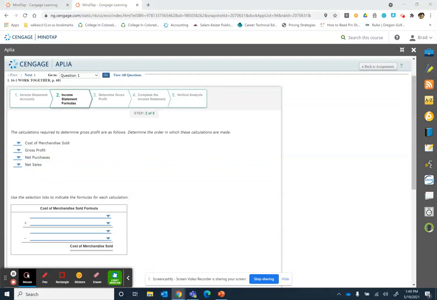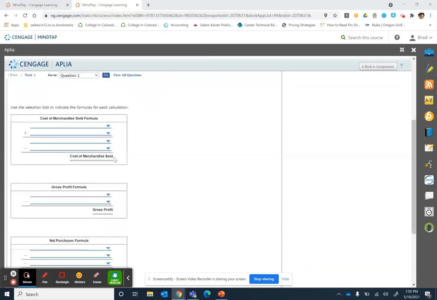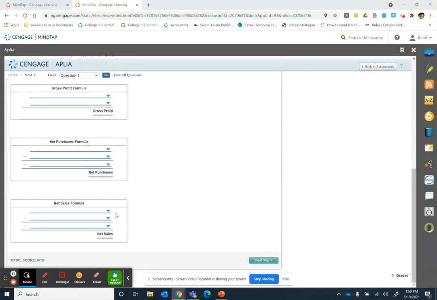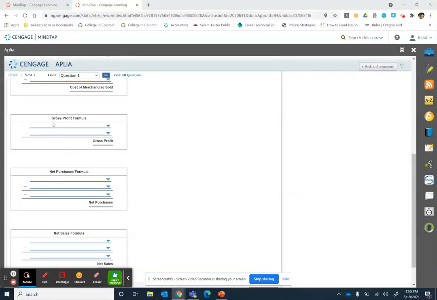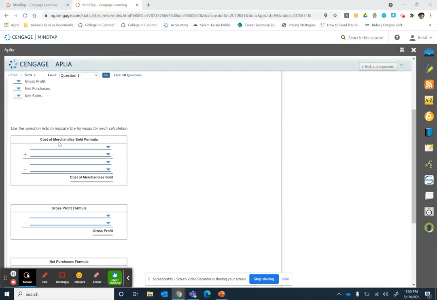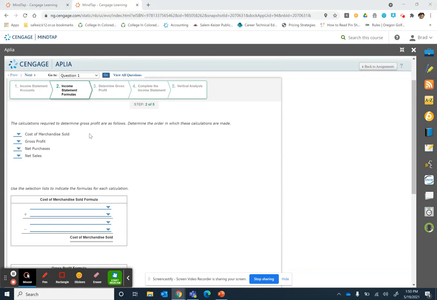On step number 2, we're going to be recording income statement formulas. So we're going to go through and record all of the formulas when we're looking for net sales, net purchases, your gross profit, and the cost of merchandise sold. So the first thing we have to do is the calculations required to determine gross profits are as follows. Determine the order in which these calculations are made.